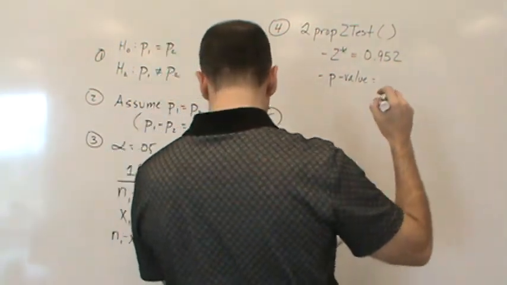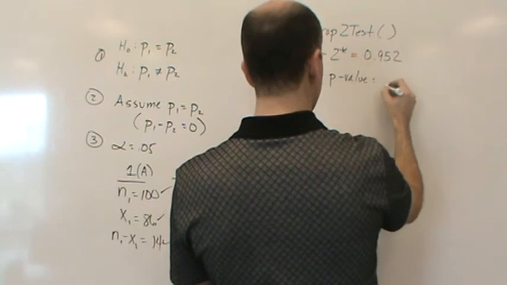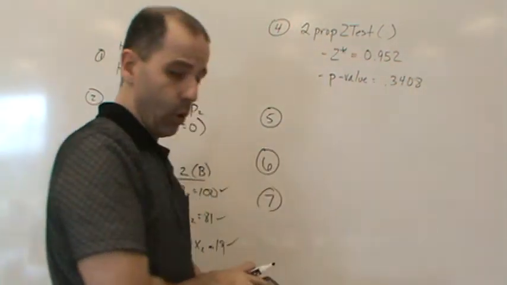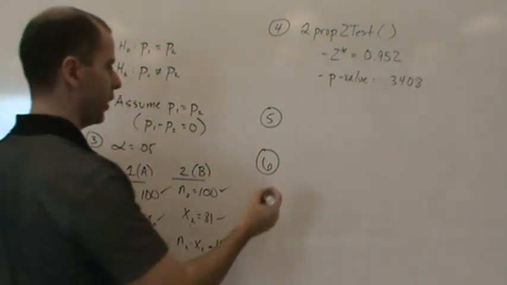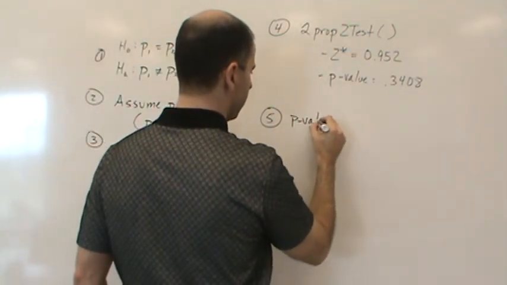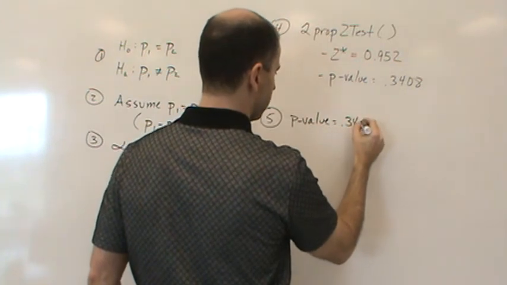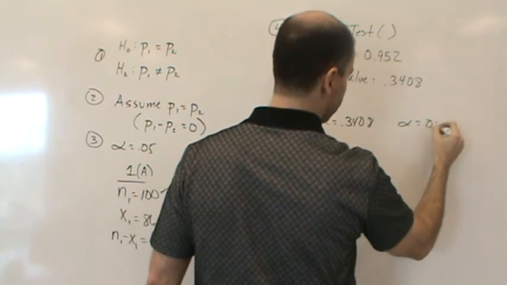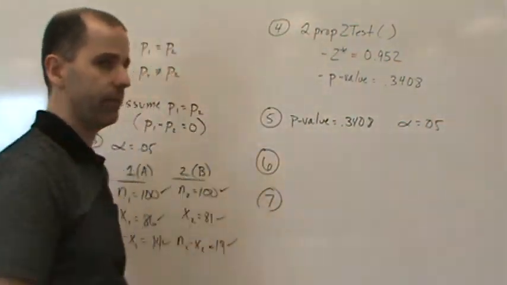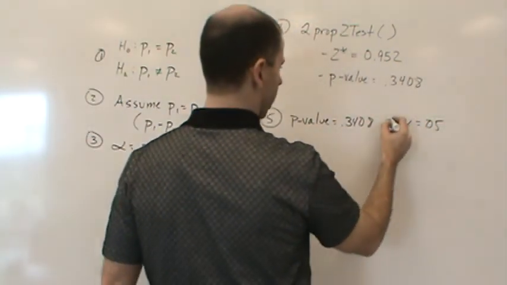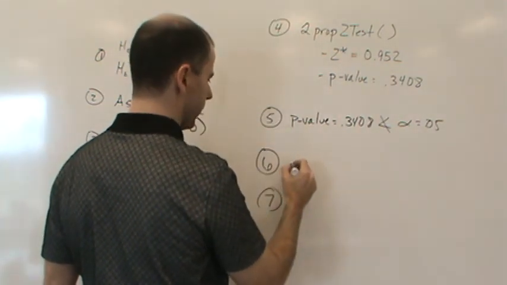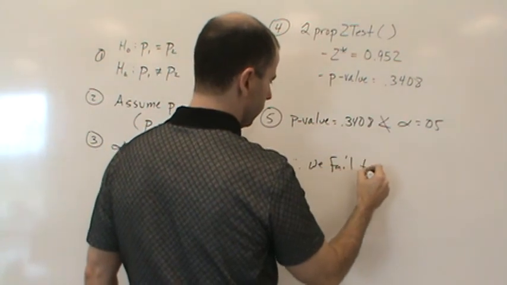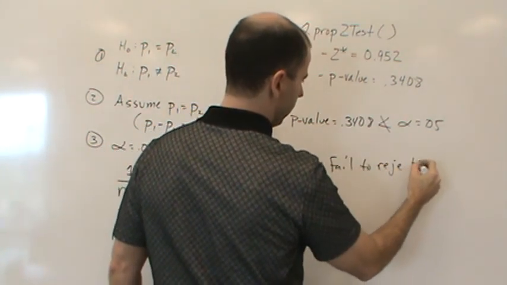Which means our p-value is going to be close to 32%, because it's close to 1, but our p-value is 0.3408. And of course, if we use the p-value method, p-value is equal to 0.3408. Alpha is equal to 0.05 in this case. And so is p-value less than alpha? No. So we fail to reject the null again. So therefore, we fail to reject the null.